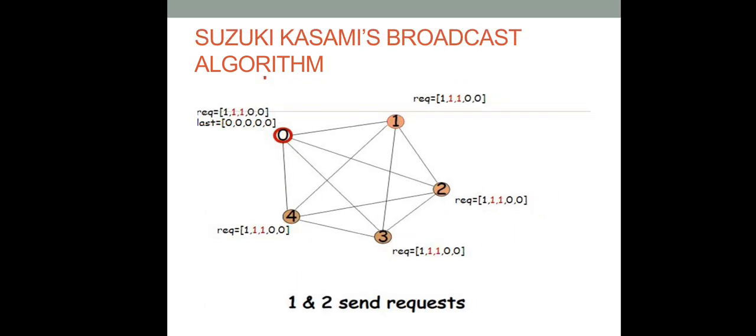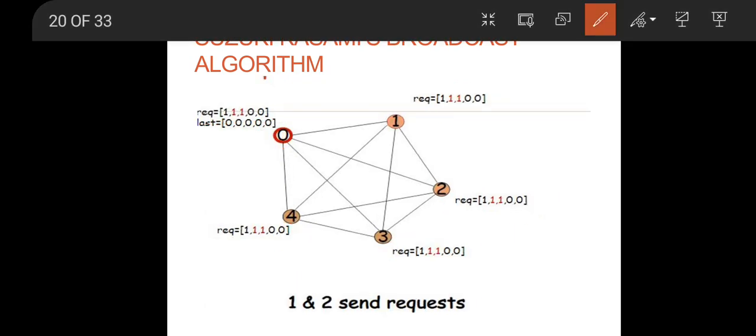Now let us see, after some time sites 1 and 2 send requests to enter the critical section. Their sequence numbers were previously 0, now for both of them it is 1 and 1. That 1 1 will be sent to all other sites and they will make the entry. For site 0 it was already 1. Since site 1 also wants to enter the CS, the second entry is 1. Site 2 also wants to enter the CS, so the third entry is also 1. This is how it will be for all the sites.